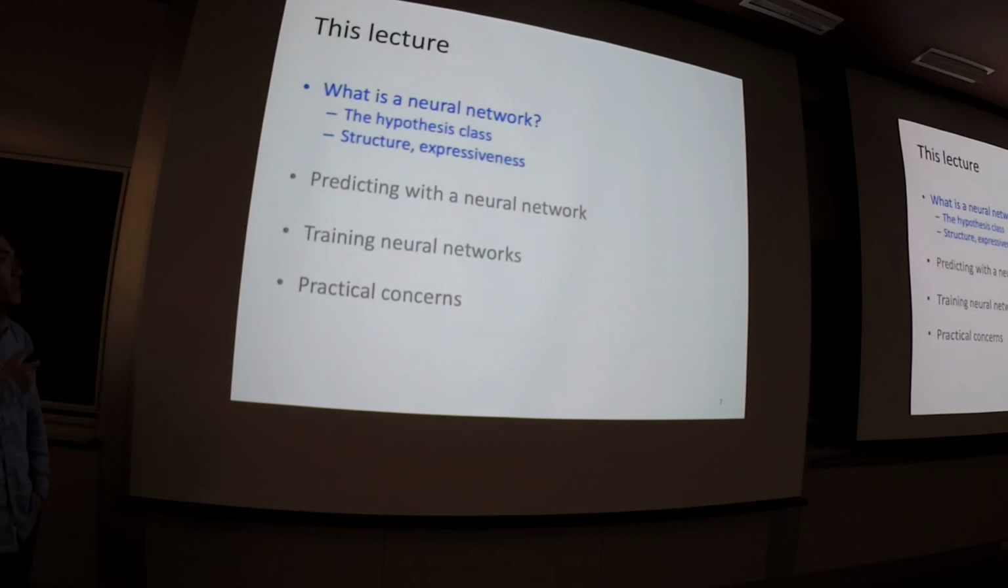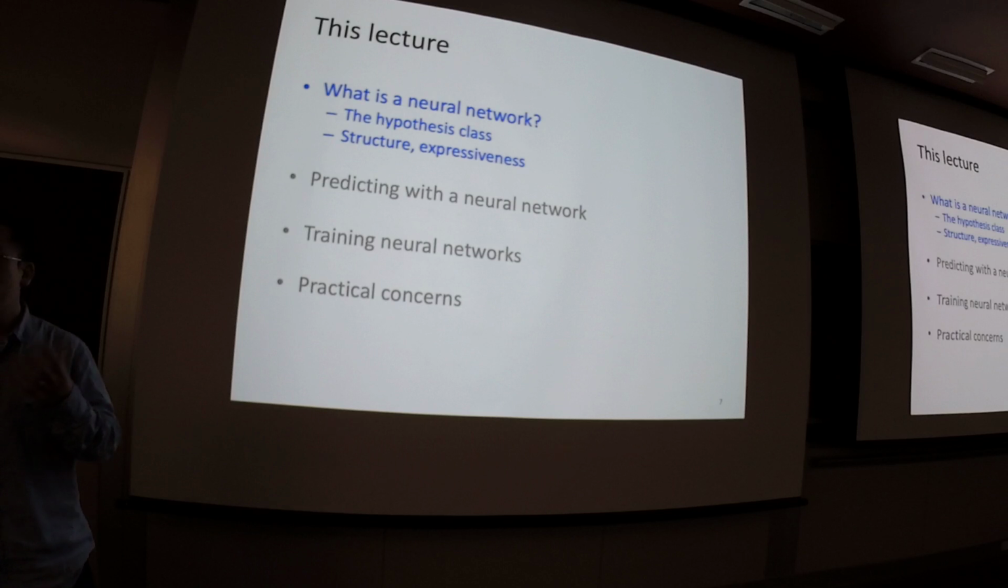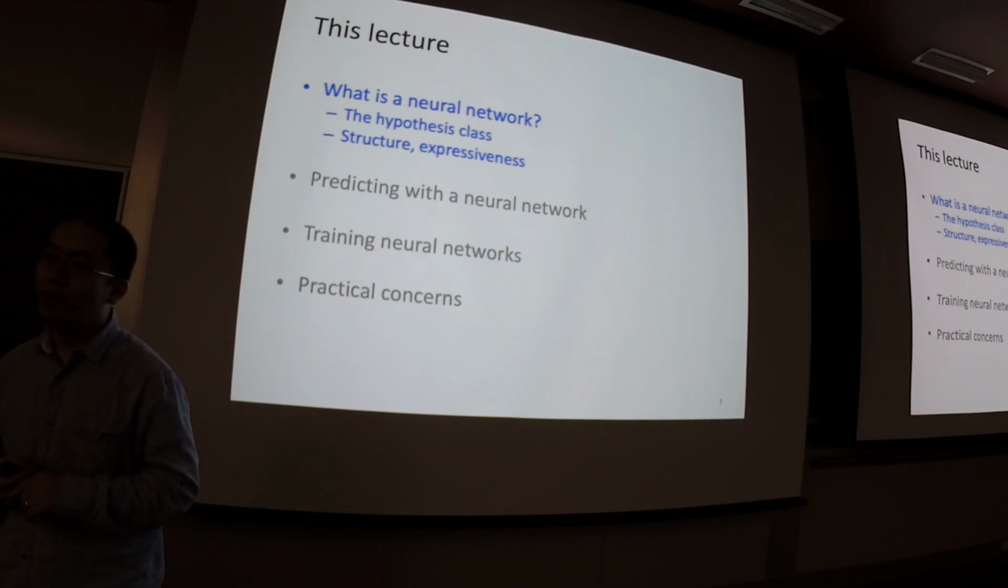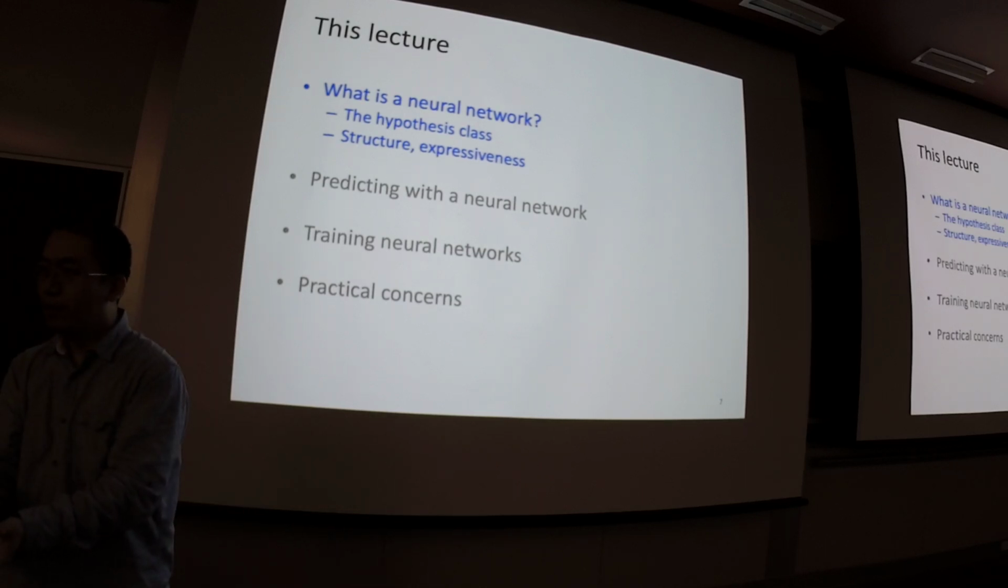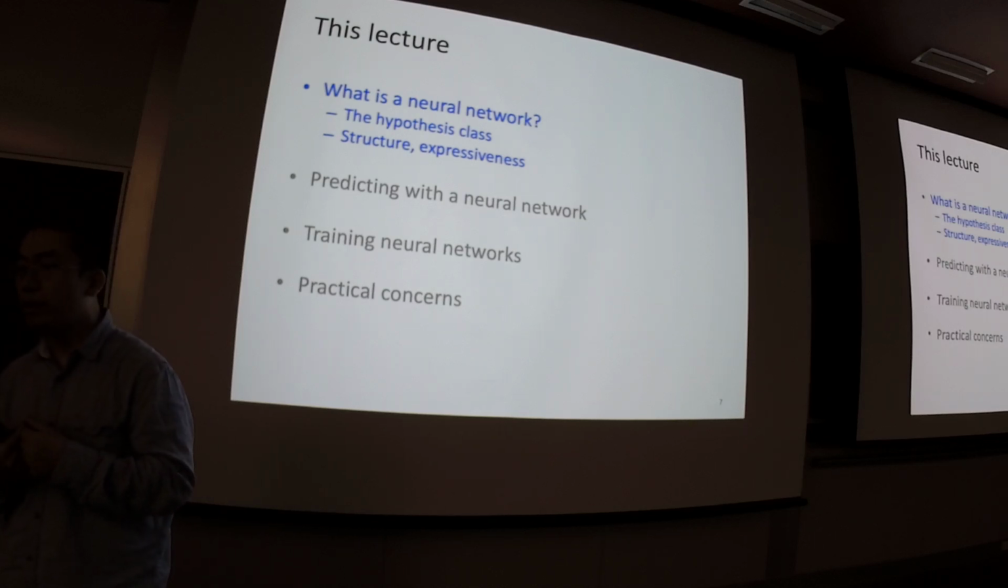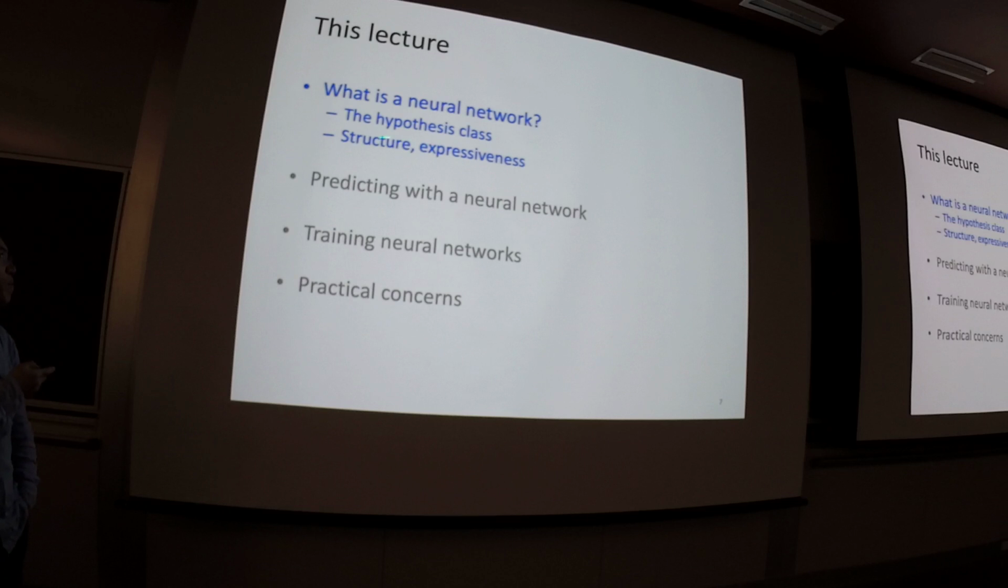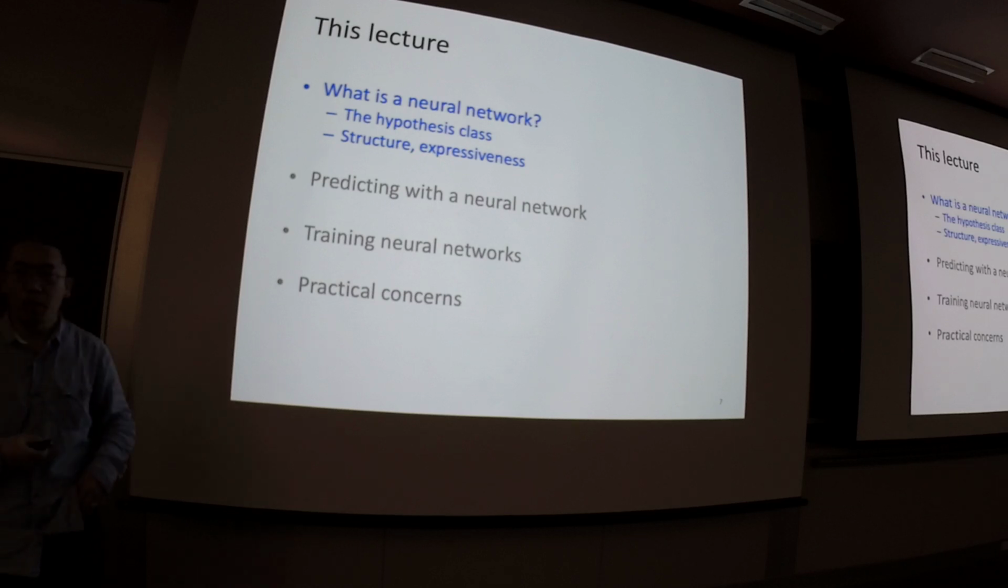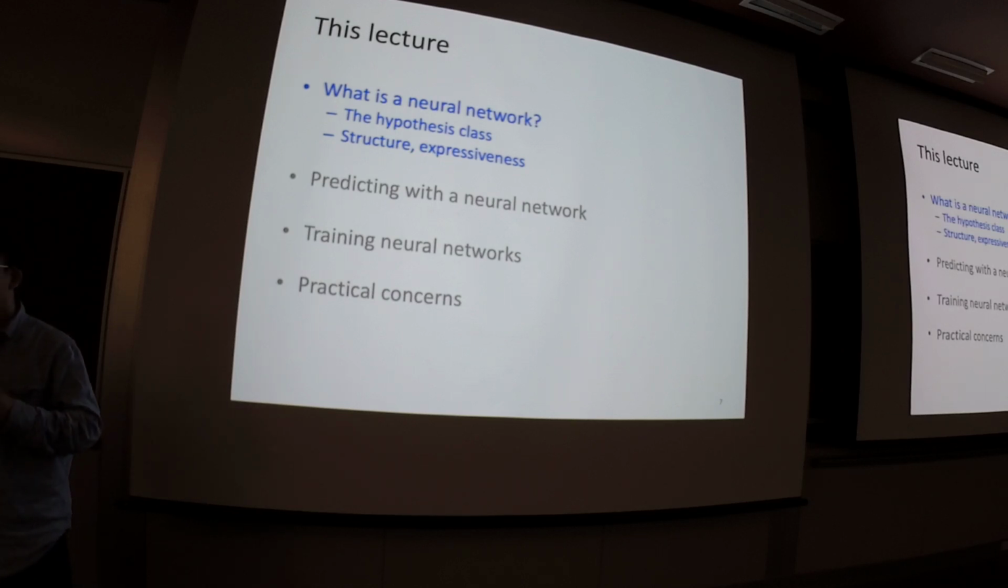Okay, so let us first introduce the definition of a neural network. So, obviously a neural network is a kind of hypothesis space, right? It's a class of classifiers with special properties. And we'll introduce the general structure of neural networks, and what the conclusion is about its expressiveness or complexity.